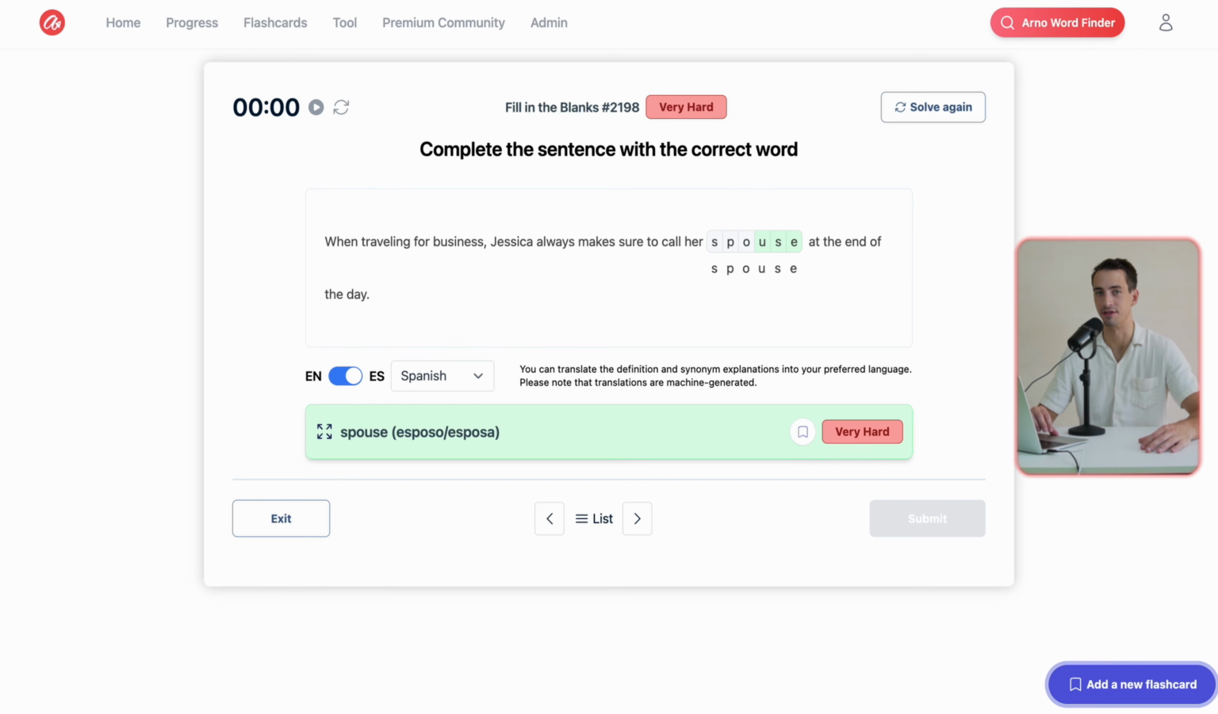So all these possibilities. But then I look at the letters that were given, and it's SPO, and that narrows it down to just one word, which is spouse. So spouse refers to husband or wife. It's a way to talk about the significant other, as we also call it in English, of a person, if we don't know if they're a man or a woman. So spouse would be the correct word.